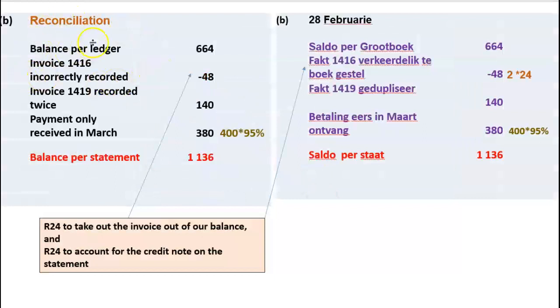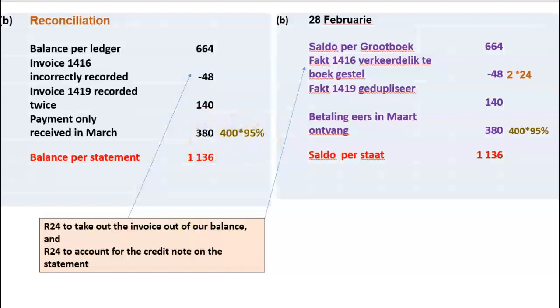So in our reconciliation, what did that payment do to our ledger balance? It has reduced our ledger balance. So if we want to eliminate that because it's not reflected on the statement, we are going to add it back. We're going to increase our balance then with a payment amount of 380, which is the 400 times 95%.